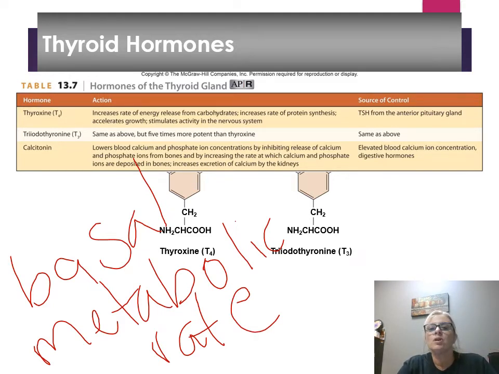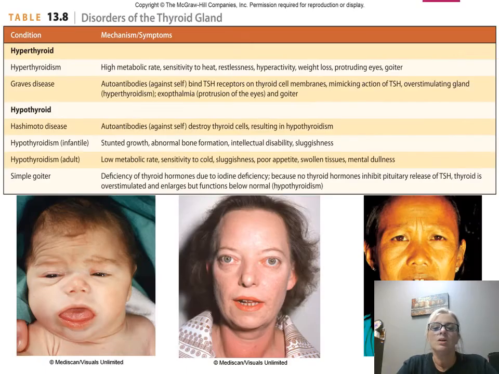The thyroid also produces calcitonin, which is most important in the control of calcium and phosphate concentrations in the blood. It can decrease the rate that calcium and phosphate leave bones, or increase the rate that they are deposited into bones. So you can have a thyroid that works at too high of a level, and we call that hyperthyroid, or you can have a thyroid that works at too low of a level, and that would be hypothyroid.